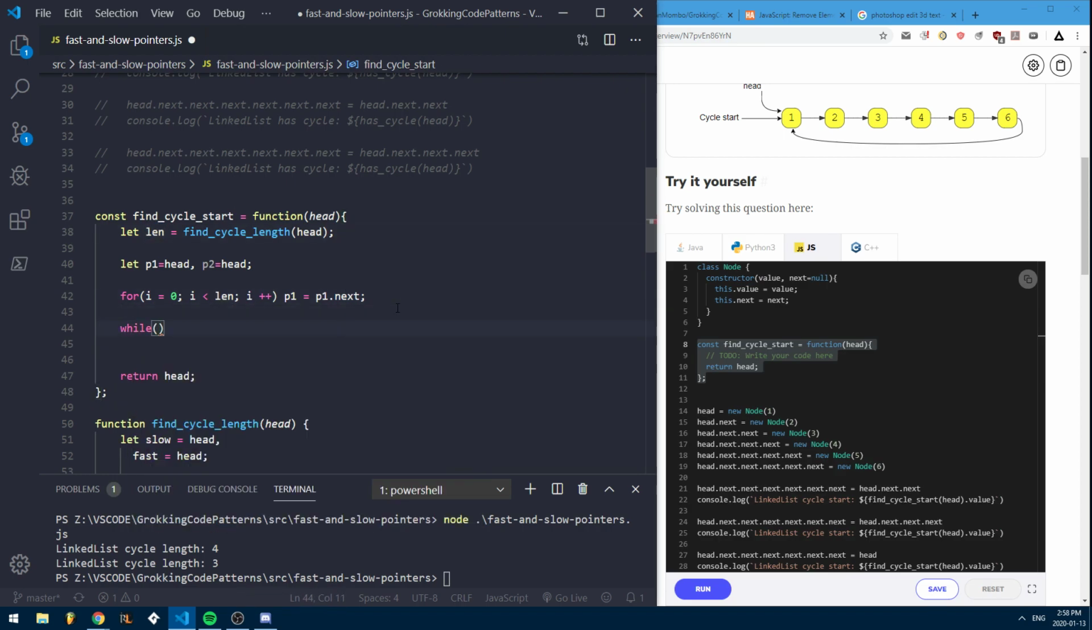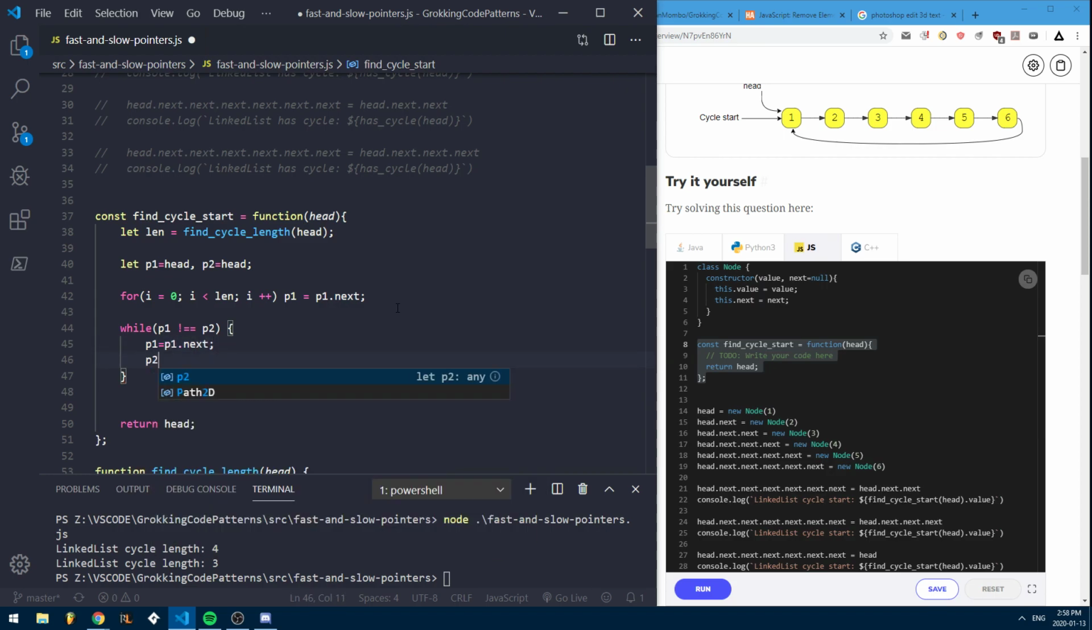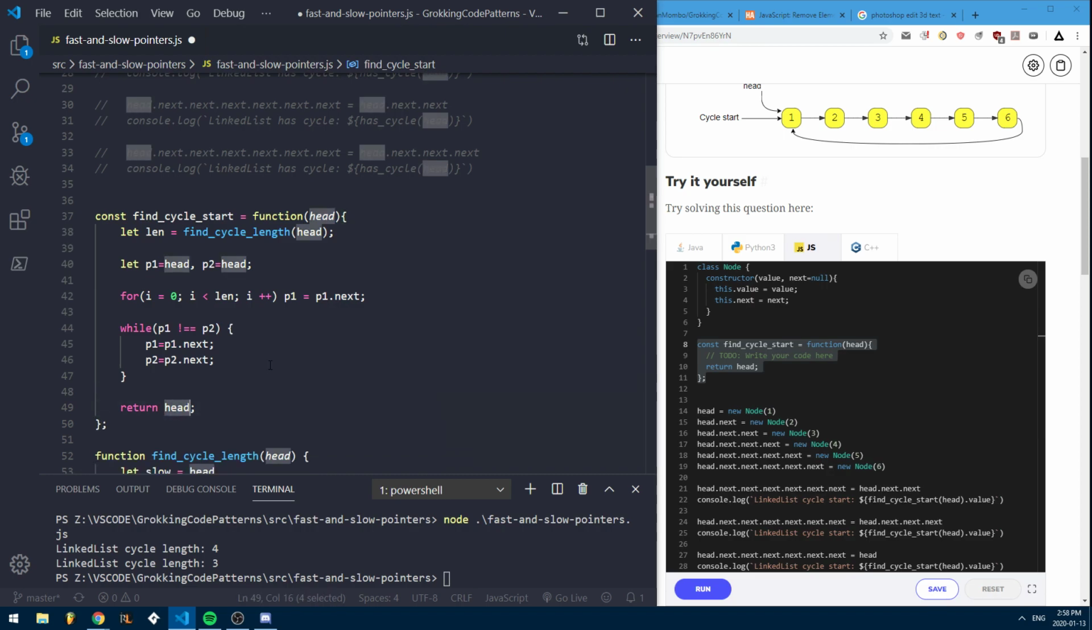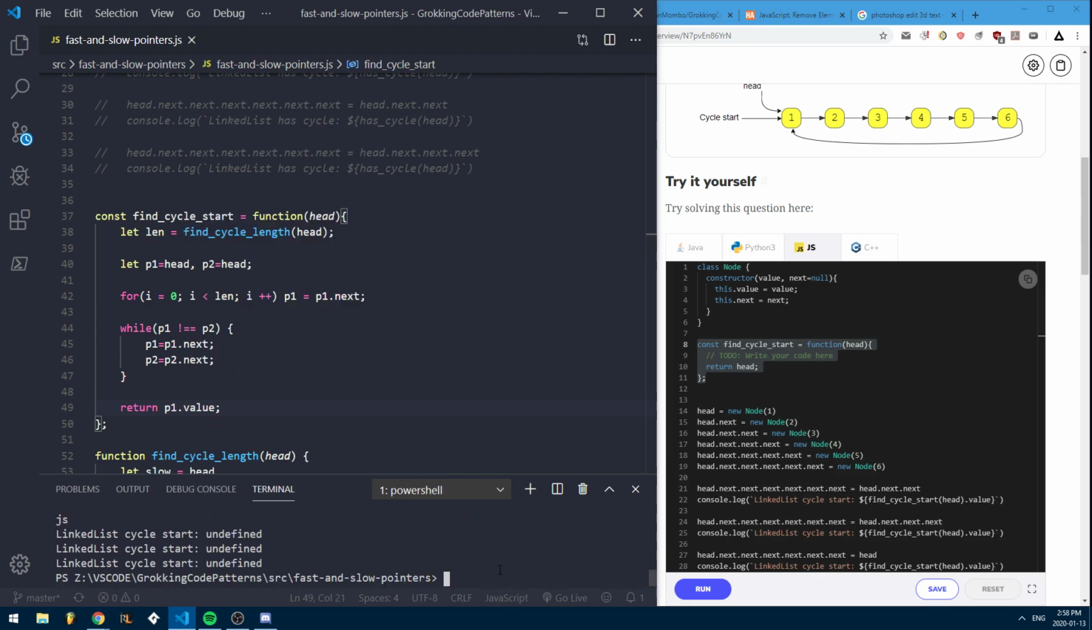And while P1 does not equal P2, P1 equals P1 dot next, P2 equals P2 dot next. Return P1 dot value.